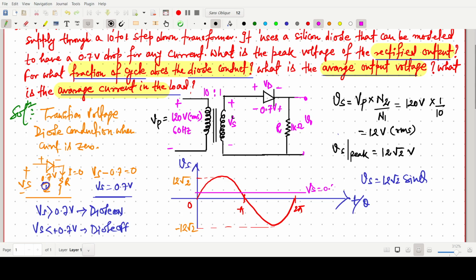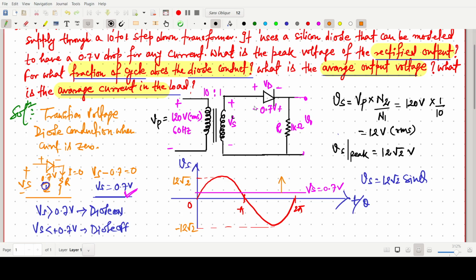So that's why every time I am finding this reference point, or transition voltage, at which the diode just turns on and the current in the circuit is 0. So Vs equals plus 0.7, then we have to plot this line on the input waveform. Now we have to decide above this point, Vs greater than 0.7, whether the diode is on or off.